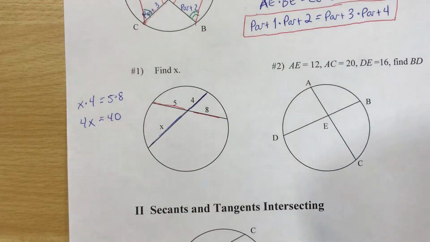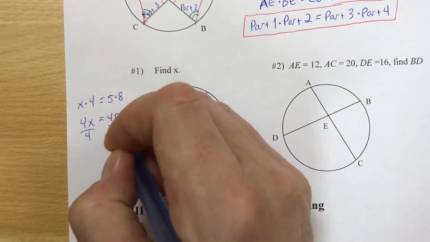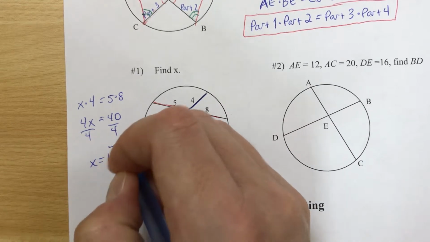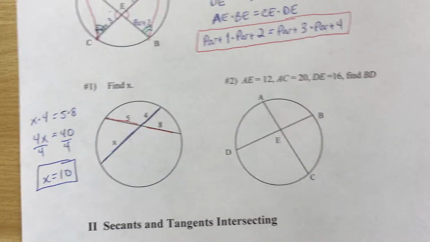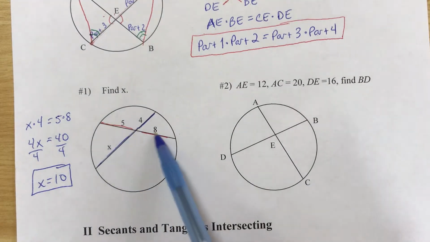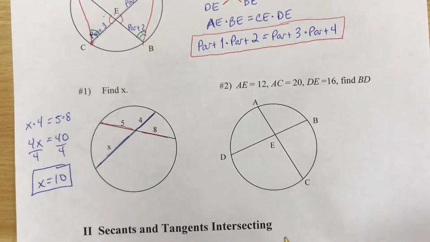And now you have an equation. We solve it by dividing by 4, and we get x is equal to 10. That's it. Part times part equals part times part when two chords intersect. That's what the rule is.